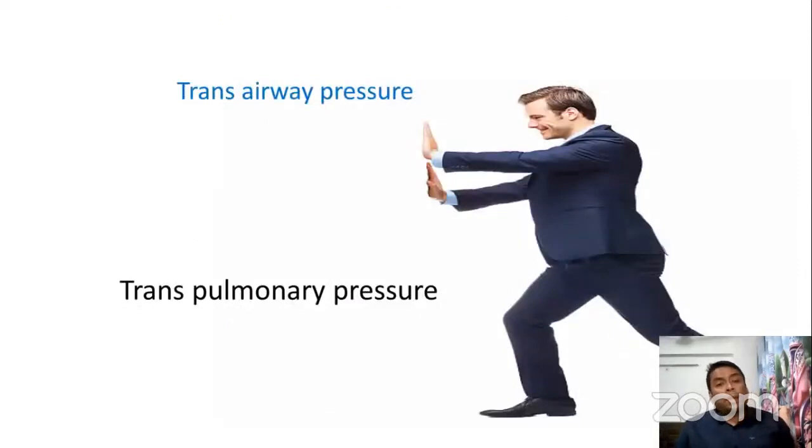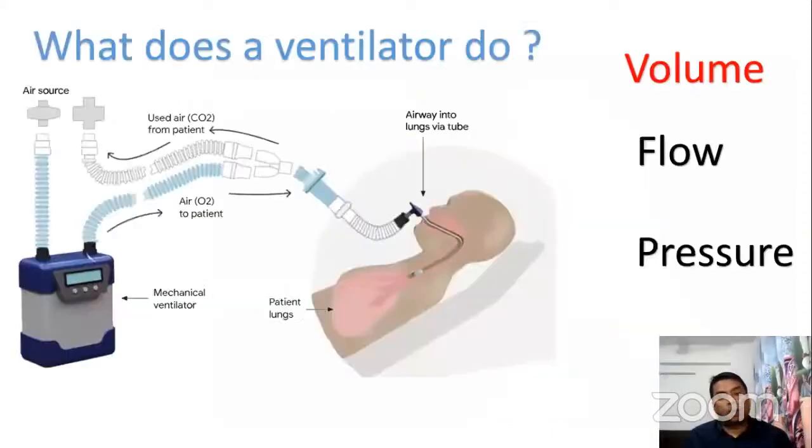So we know that gas moves according to the pressure gradient. Two pressure gradients are important in mechanical ventilation. One is trans-airway pressure, which is required to negotiate airway resistance, and the other is transpulmonary pressure. This pressure is important because it is required to ventilate the alveoli. How to calculate this pressure will come a bit later.